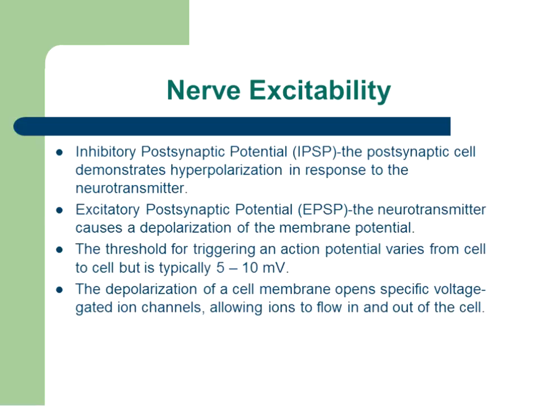Inhibitory postsynaptic potential: the postsynaptic cell demonstrates hyperpolarization in response to the neurotransmitter. It is so negative that it does not fire, and so nothing happens. If it's excitatory, the neurotransmitter causes a depolarization of the membrane potential, and therefore the inside will become positive, the outside will become negative. The threshold for triggering an action potential varies from cell to cell, but it's typically 5 to 10 millivolts. Depolarization of a cell membrane opens specific voltage-gated channels, allowing ions to flow in and out of the cell.